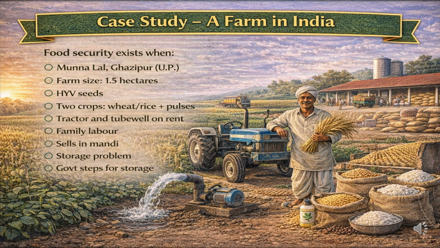Now let's see a farm in India. Manalal from Ghazipur has a small farm of 1.5 hectares. He uses HYV seeds and grows wheat, rice and pulses. He rents a tractor and tube well, uses family labor, sells in the mandi, but faces storage problems.